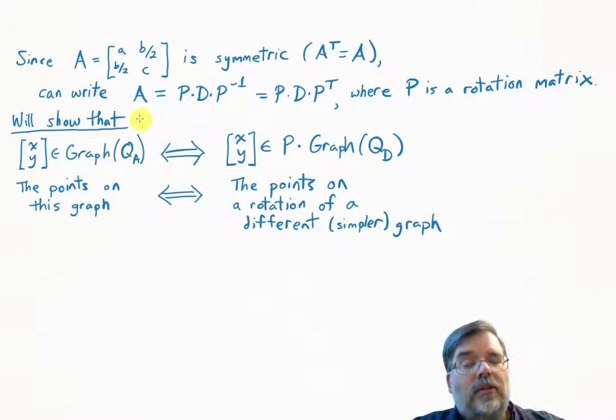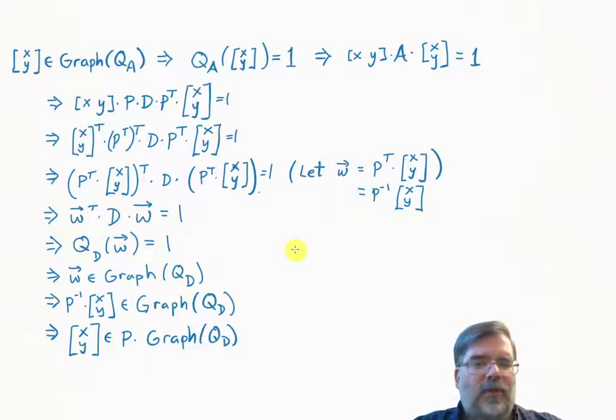And what we're going to show in the rest of this video is that the points on the graph of our original function are equal to points on the graph of a different function, a simpler quadratic equation, which has been rotated by the matrix P. All right, so how do we do that? Well, we're going to do just a string of equations. We'll take these through step by step.